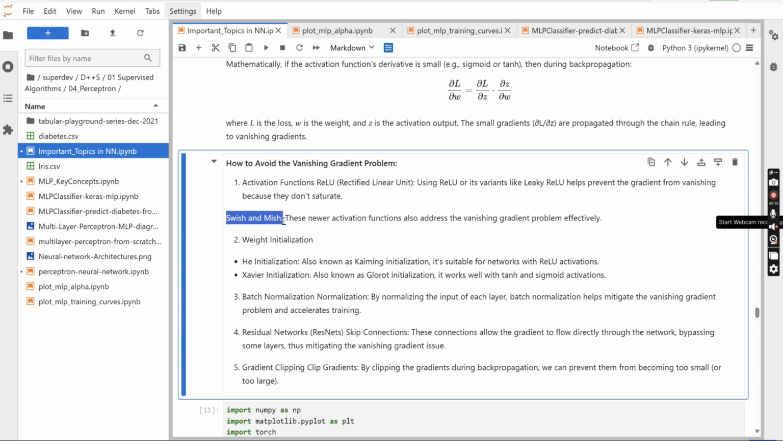There are other activation functions as well, called Swish and Mish. Those also will help in solving the vanishing gradient problem effectively.